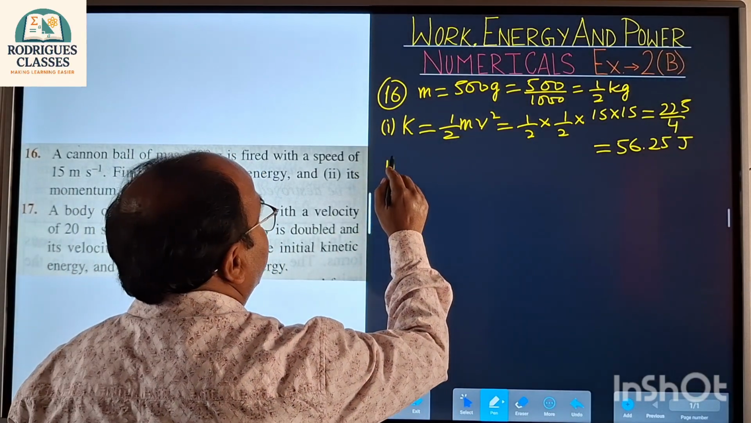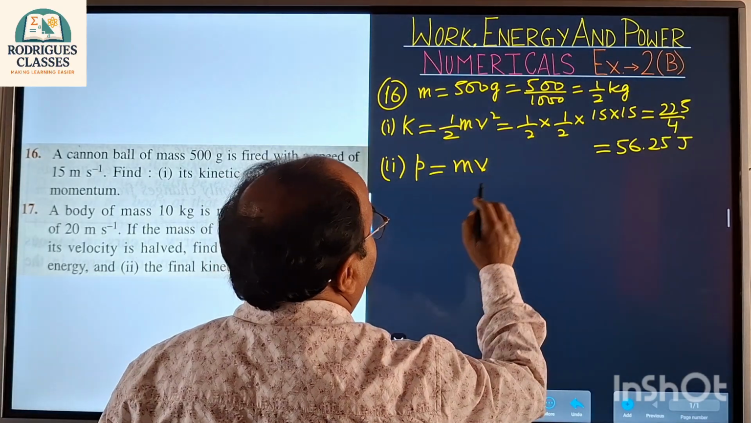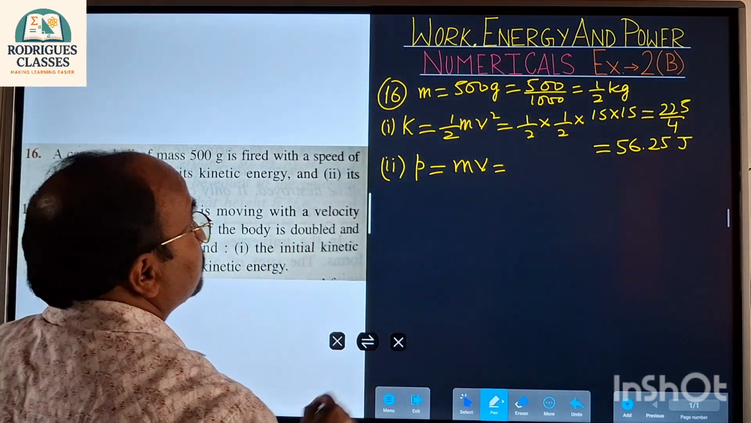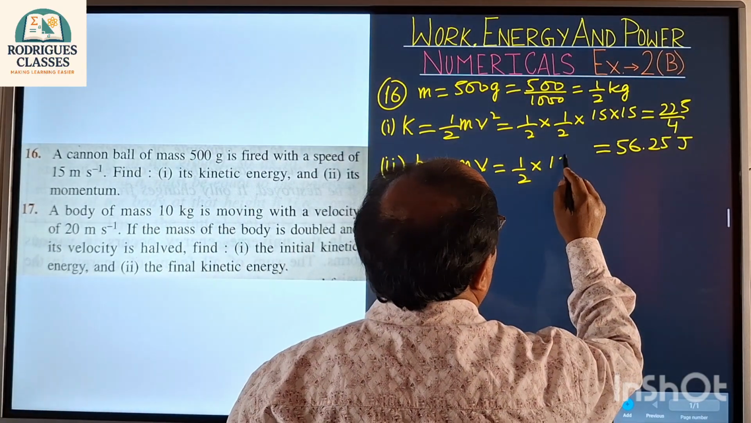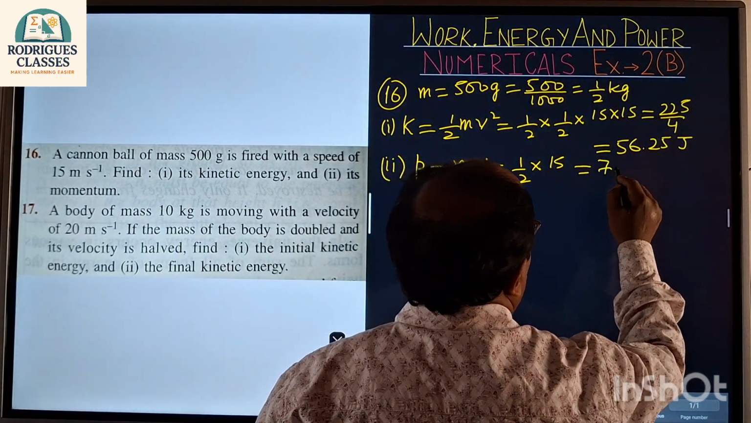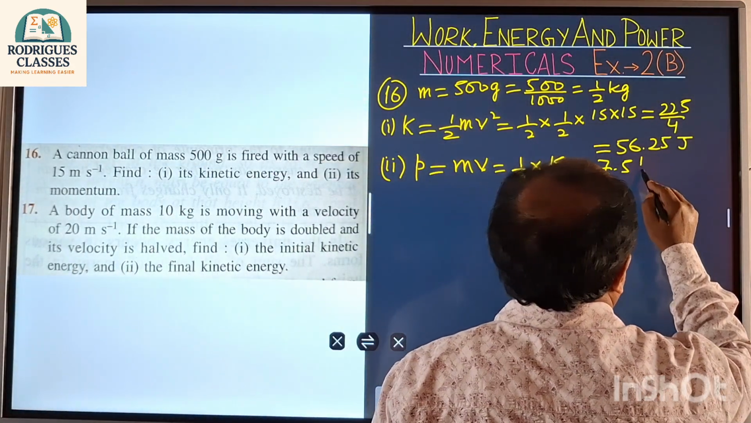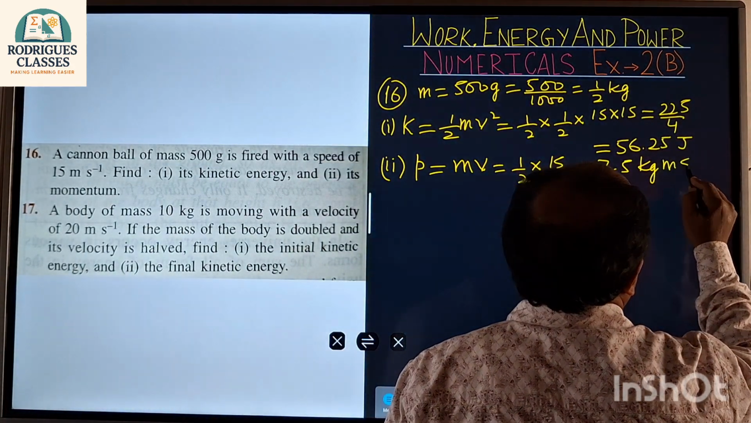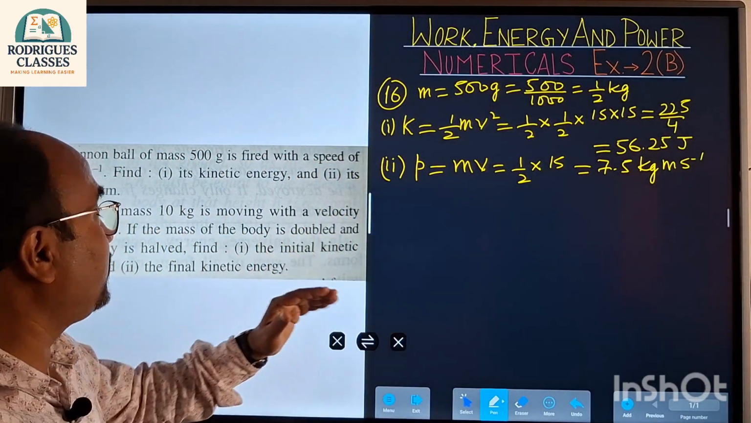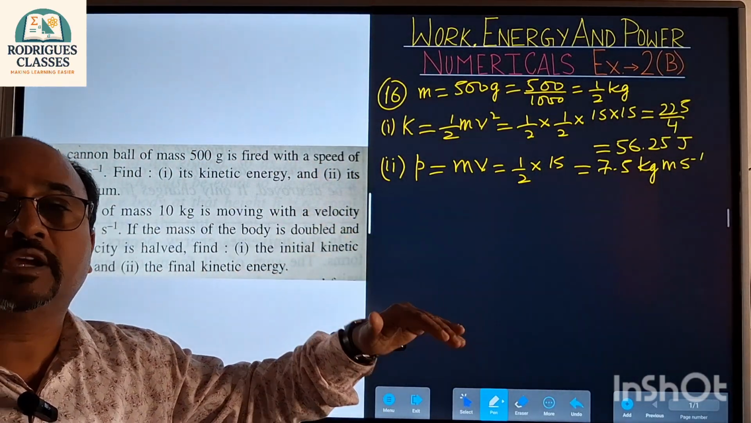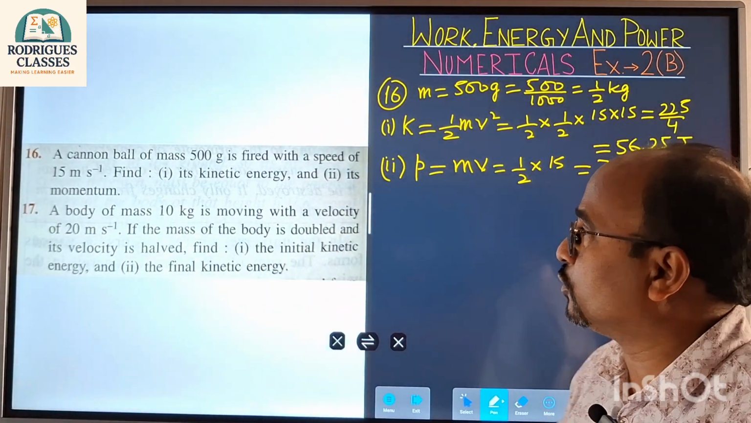Okay. Now for the second part, it is told to find the momentum. M into V we can apply. So mass we have got it as 1 by 2 and velocity is 15. So you get it as 7.5 and then the unit of momentum is kg meter per second. Okay, so this gives you the second part of it. So we have got both the parts of this numerical. The 16th one is done. Now let us take a look at the 17th one.